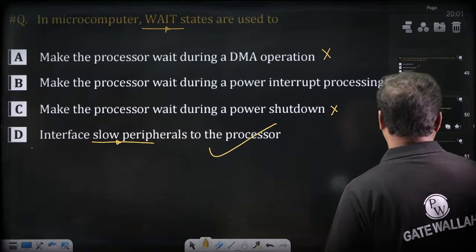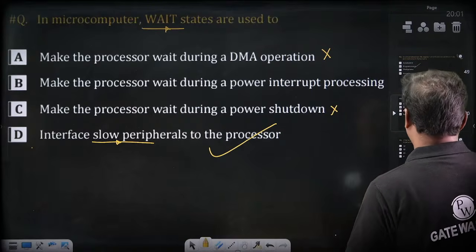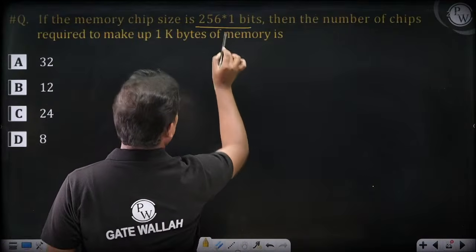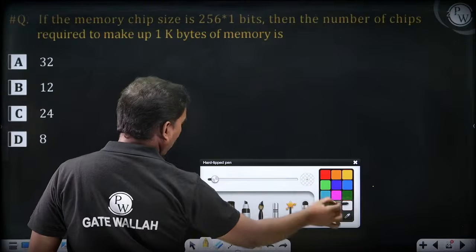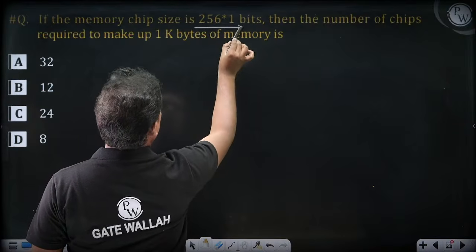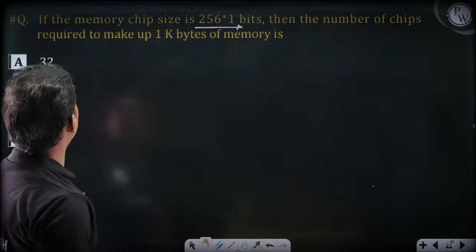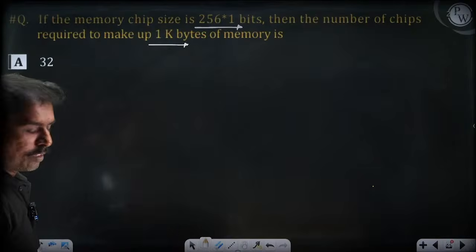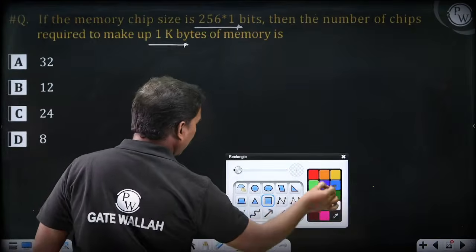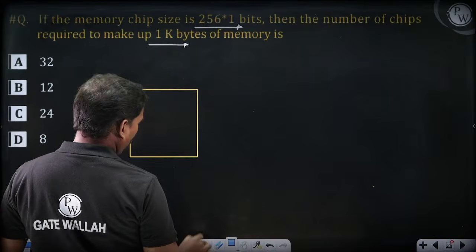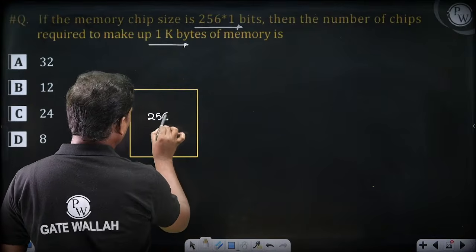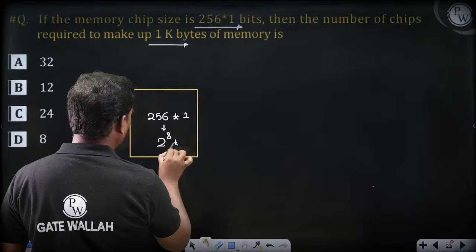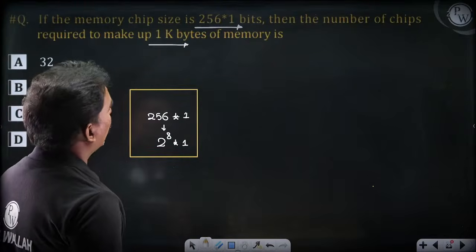Let us go for the next question. If the memory chip size is 256 cross 1 bits, then the number of chips required to make up 1 kilobyte memory is dash. See, one memory chip size is 256 cross 1. That means 2 power 8 cross 1. Then the number of chips required.